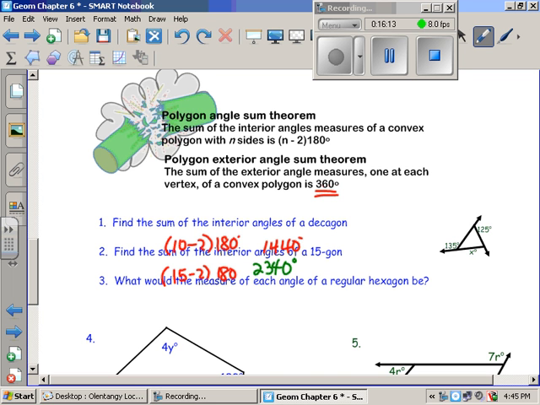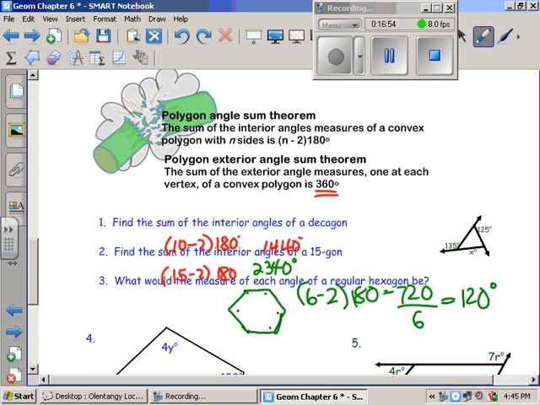Okay, and what would the measure of each angle of a regular hexagon be? Well, if I have a hexagon and it's regular, which means all the angles are equal, I could figure out how much the total is by doing 6 minus 2 times 180. 4 times 180 is 720. And since it's regular, I know that each angle is equal. So I would just have to split that 6 ways, and that would be 120. So each angle would be 120 degrees.